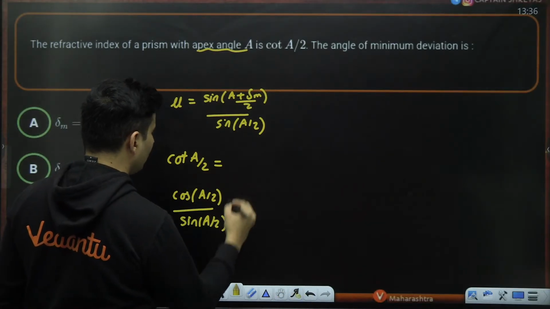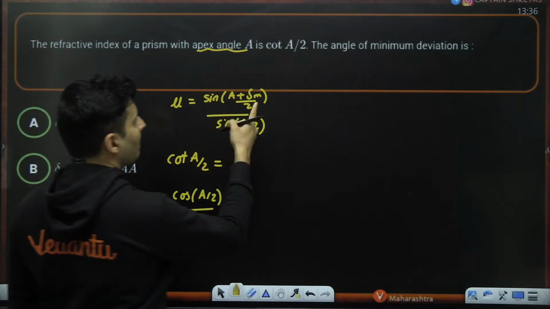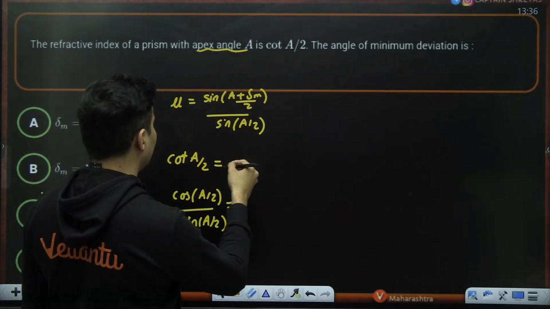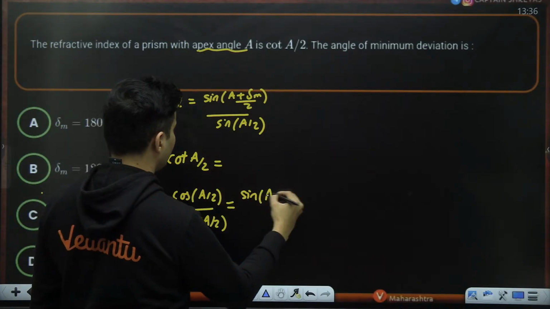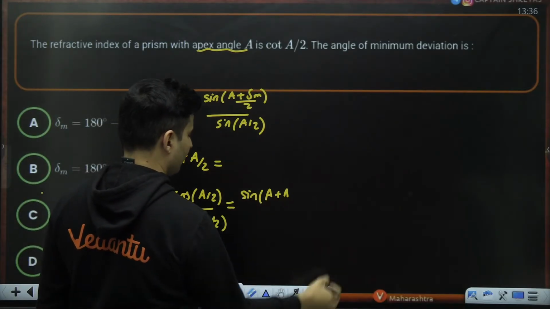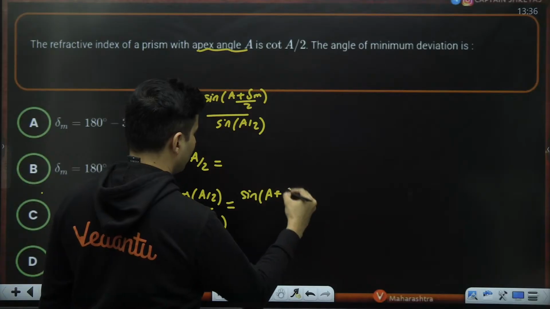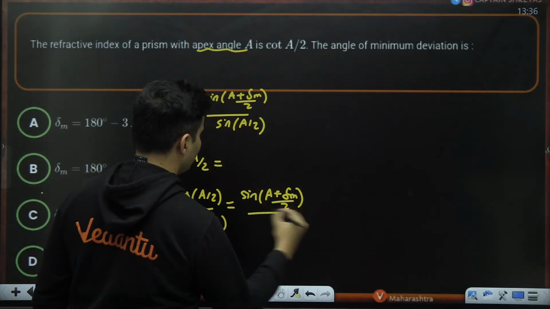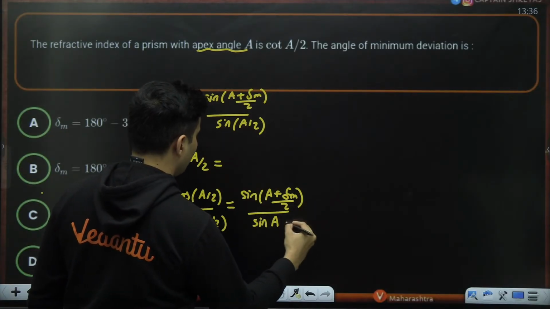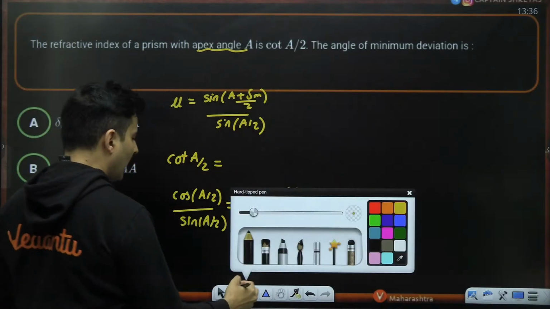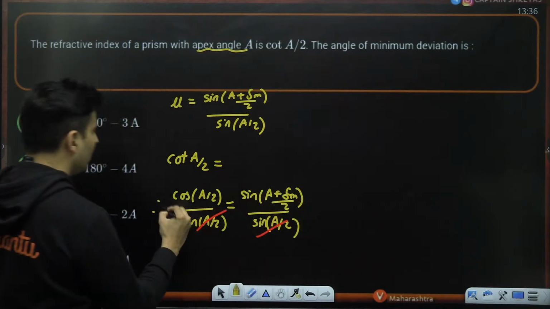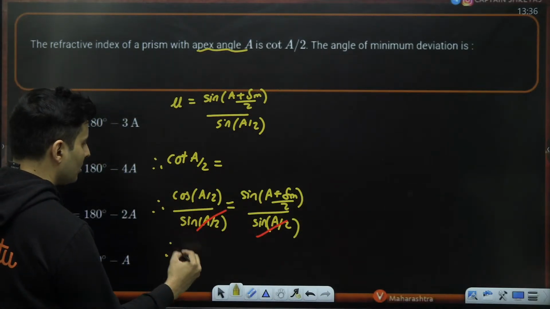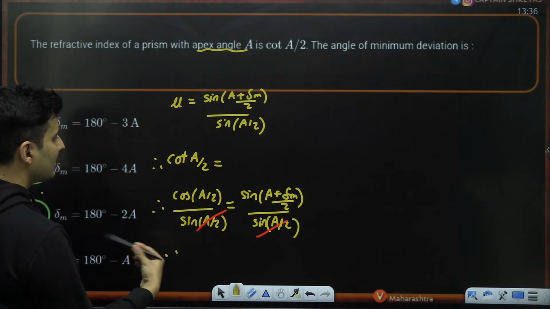So I'll put it as cos of A by 2 by sine of A by 2. But what do I do over here? The minimum deviation is asked. Nothing I can do much as of now. So this is sine of (A plus delta minimum) by 2, divided by sine of A by 2. As you can see, this and this will just get cancelled off. So I'm getting cos is equal to sine.